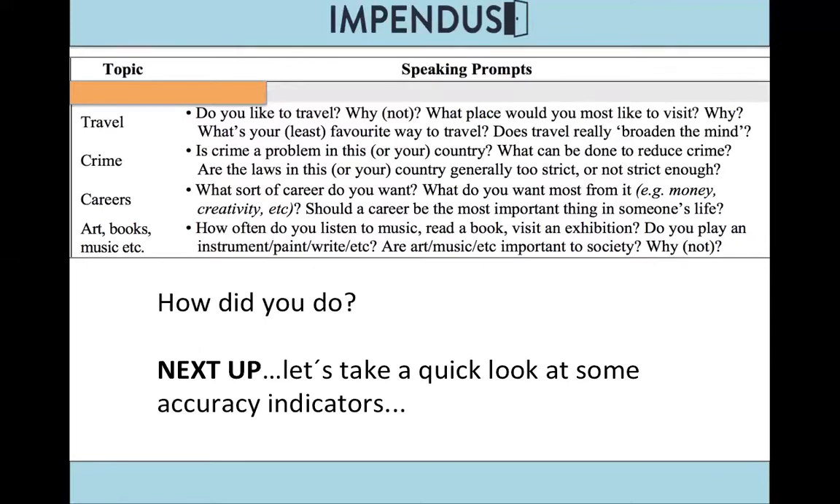Questions like, do you like to travel? Does travel broaden the mind? Is crime a problem in this country? What kind of career do you want? Should a career be the most important thing in someone's life? How often do you listen to music? Are art, music, etc. important to society? Take 15 seconds to review the questions and take a guess at what level this could be for. You'll have 15 seconds, beginning now.